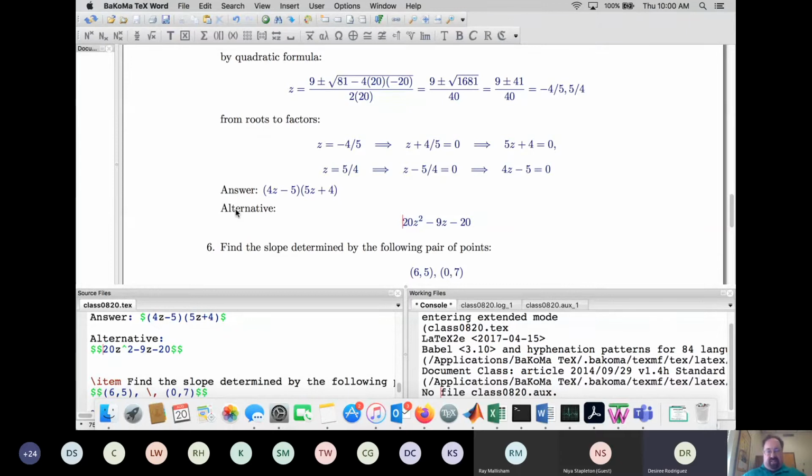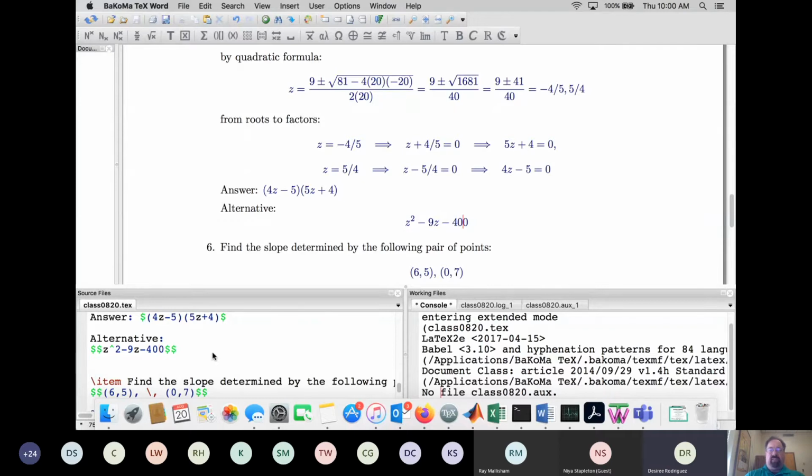Okay, so I multiply the 20 coefficient from the very beginning by the very last number, so it's 400. Then it would be z squared minus 9z minus 400. I promise you I'm not crazy. This is how I do it.